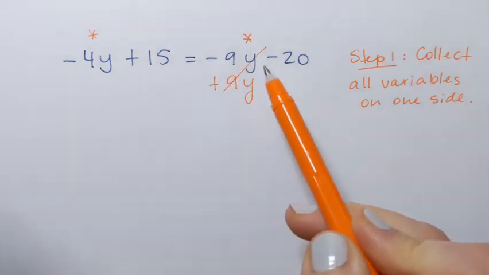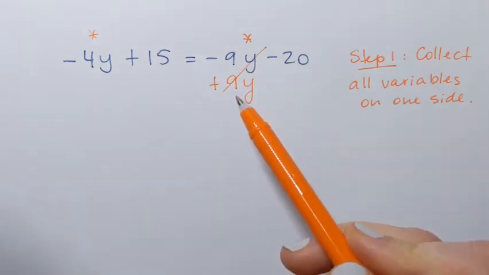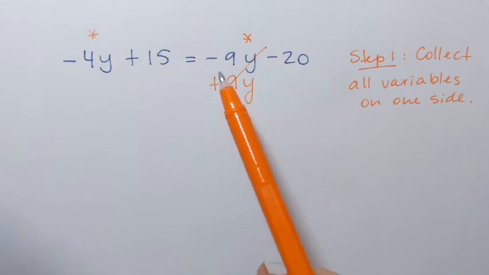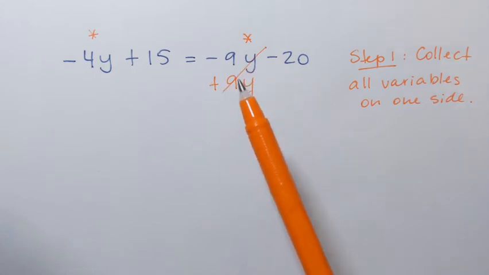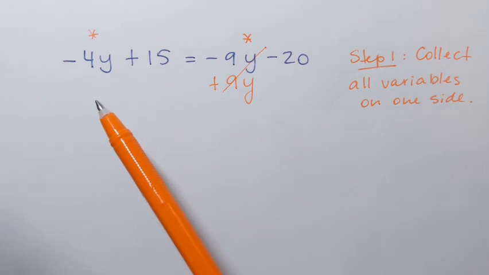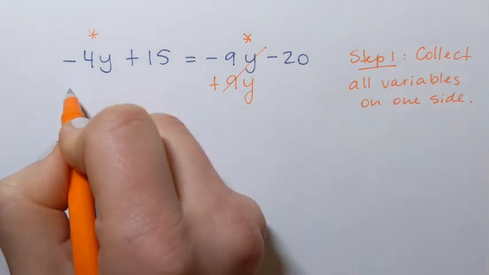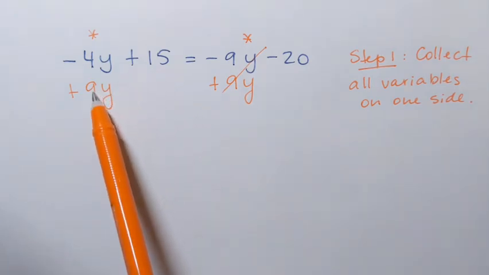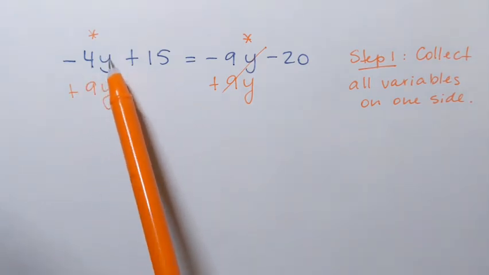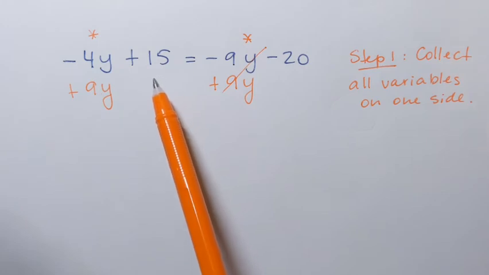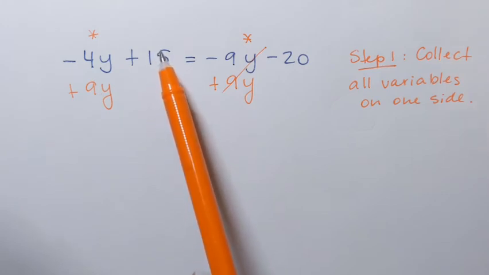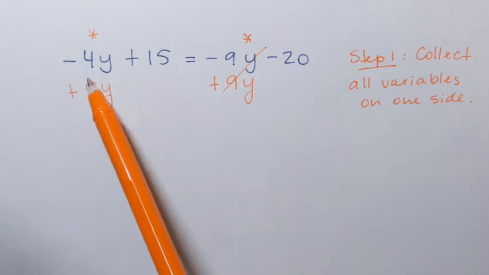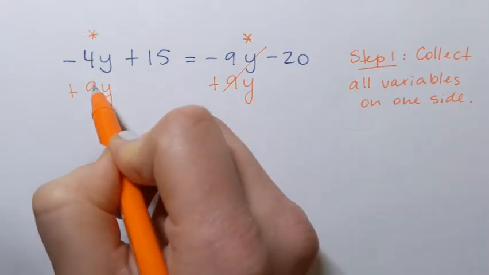Now, if I only do it on one side, my equation becomes unbalanced. I want to keep the balance. So if I decide to add 9y to the right side, I have to do the same thing on the left-hand side. And that means that over here, I will add 9y as well. And notice that I'm writing it underneath negative 4y because those two are like terms. There's no point of writing it here because I would not be able to add 15 and 9y, right? So I'm putting this here so that I can combine like terms.